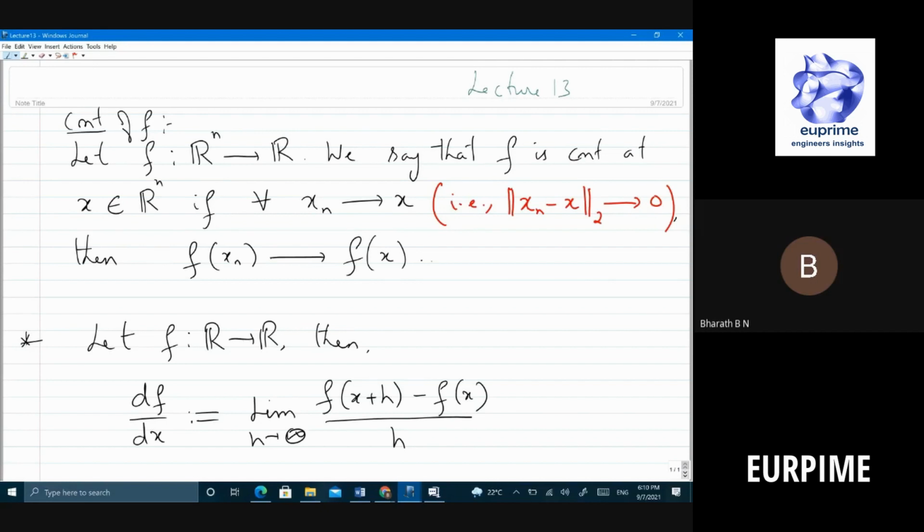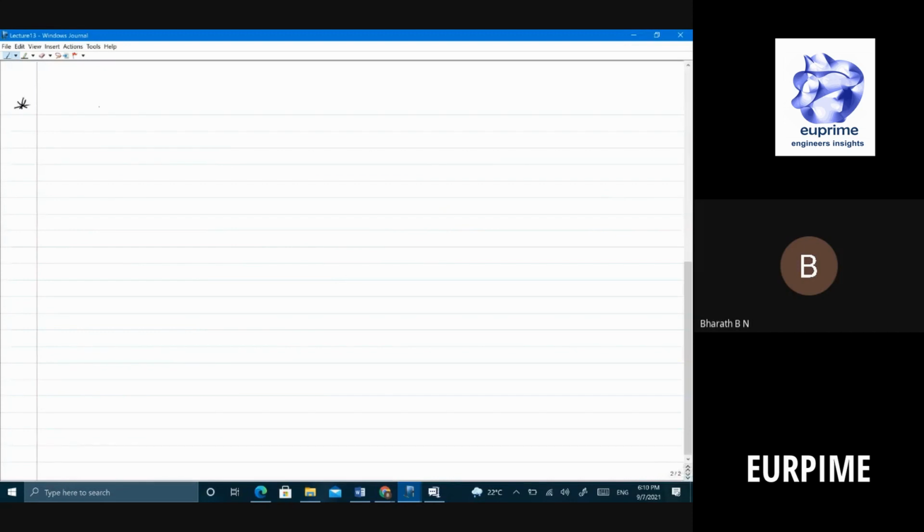So if I want to extend this to Rn, what should I do? Let's say the function f is from Rn to R. I cannot take x as a vector, add h as another vector, subtract f of x, and divide by h, right? So h is a vector. I don't know how to divide, right? What should I do? I will just perturb the ith component of the vector x. So what do you mean by that?